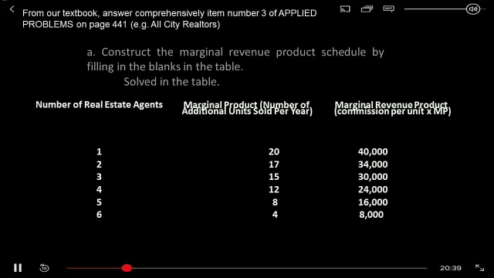So, the commission per unit is $2,000. So, $2,000 times 20 is equal to 40,000. 2,000 times 17 is equal to 34,000. 2,000 times 15 is equal to 30,000. 2,000 times 12 is equal to 24,000. 2,000 times 8 is equal to 16,000. And 2,000 times 4 is 8,000.